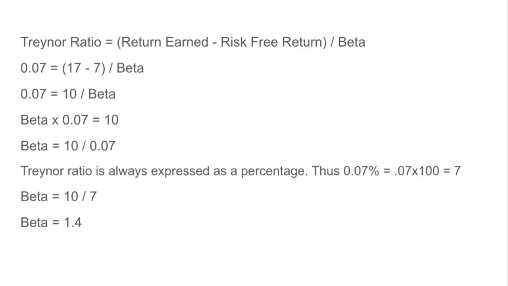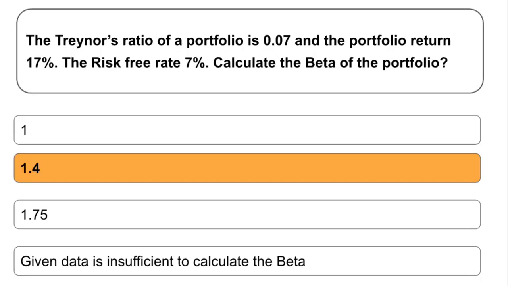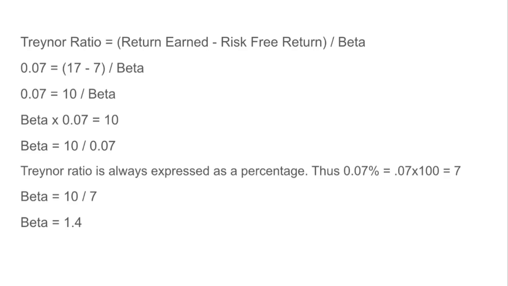So let's find out. For the Treynor ratio, we know that return earned minus risk-free return divided by beta gives you the Treynor ratio. The Treynor ratio has been given in the question as 0.07, whereas return earned is 17 and risk-free return is 7. So 17 minus 7 divided by 0.07 will get you the value of beta, which comes out to be 1.4. So option B is correct, that is 1.4. So this calculation you have to keep in mind. What is it? Treynor ratio is equal to return earned minus risk-free return divided by beta, and this will give you the beta value.